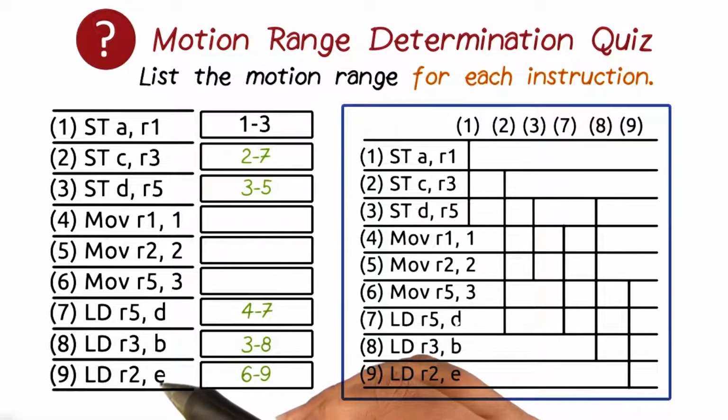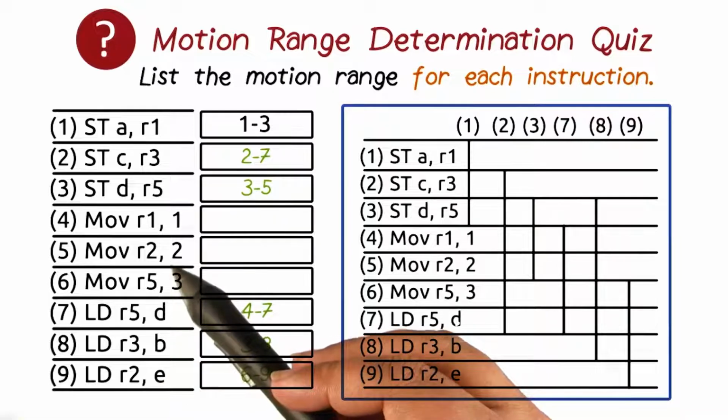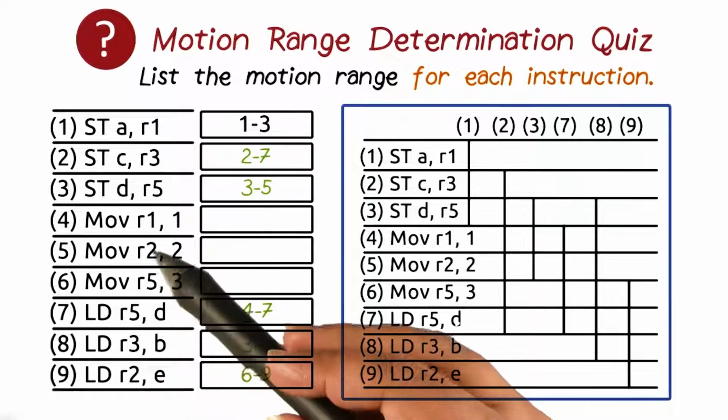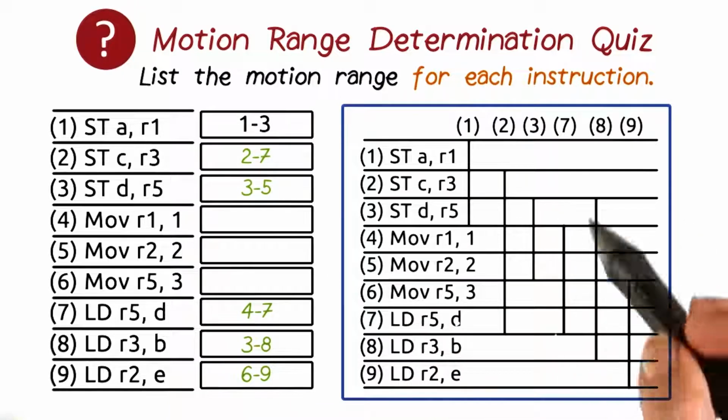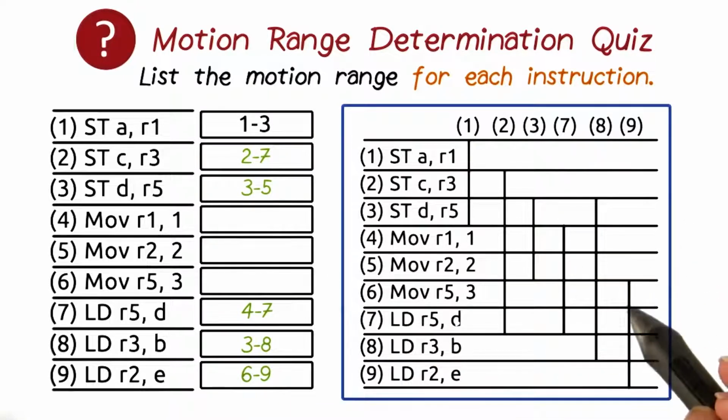So for example, for 9, we could move this load all the way up to this particular instruction 6, but not above it because it is conflicting on register R2. So please go ahead and check your answers using this motion range, which is shown over here.